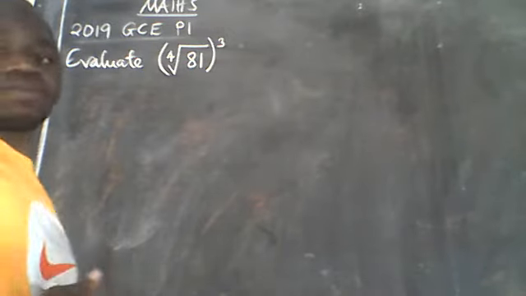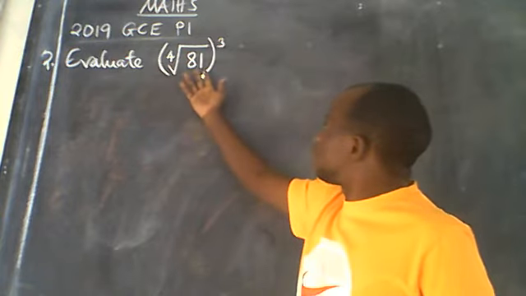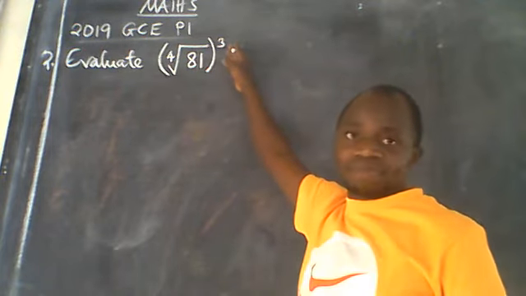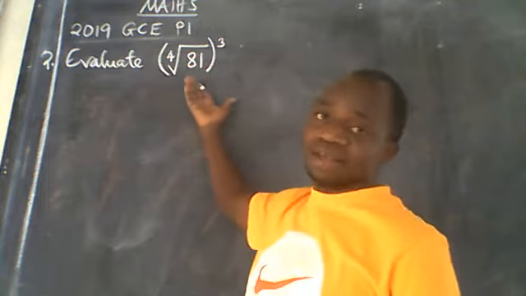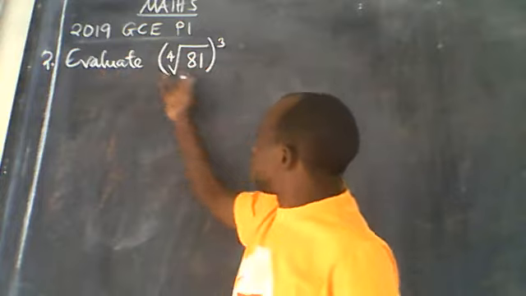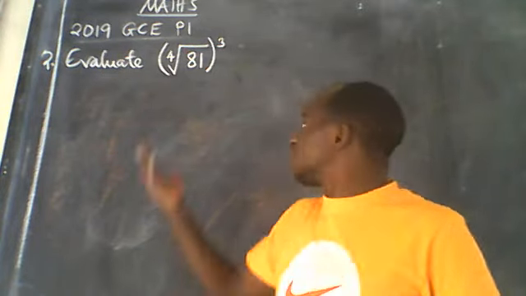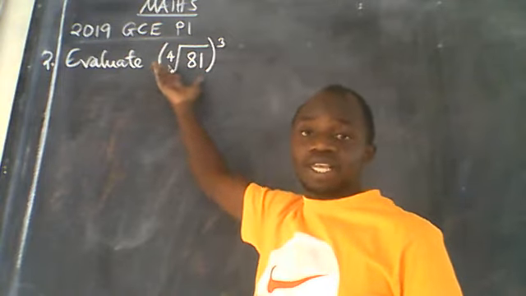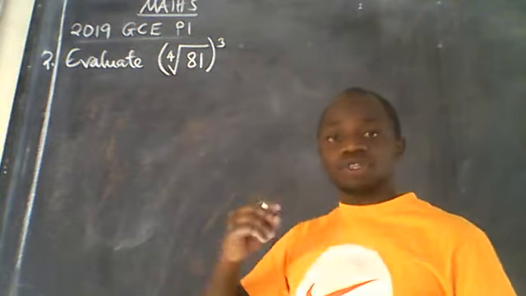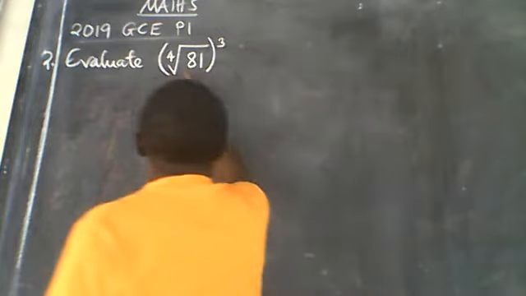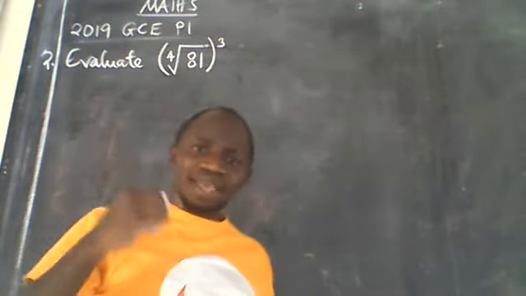Question 2 is to evaluate 4th root of 81 in brackets to the power 3. This is under indices. So they're asking you to find the value without the calculator, and method must be shown as well. If you use the scientific calculator here, it will just give you the answer, boom. But we are talking about the method. How are you going to get that same answer? So you have to get the meaning of this: 4th root of 81. What do they mean by that?